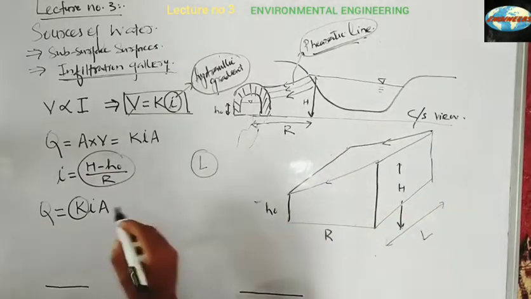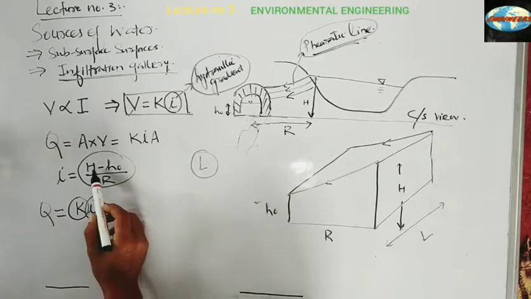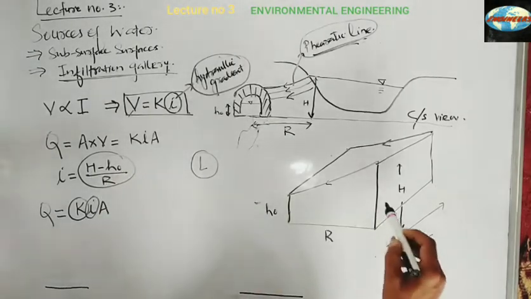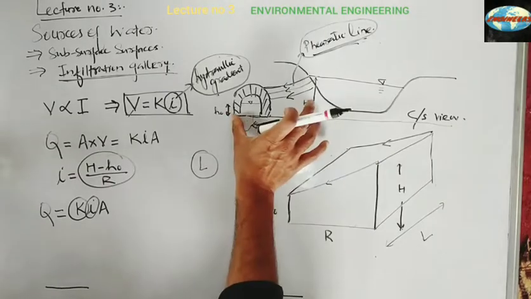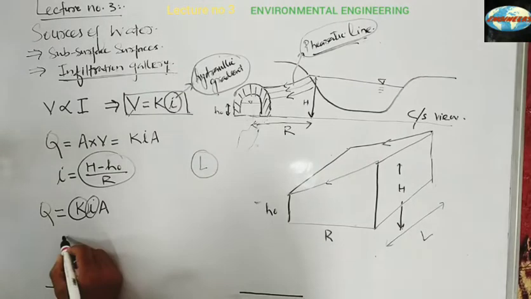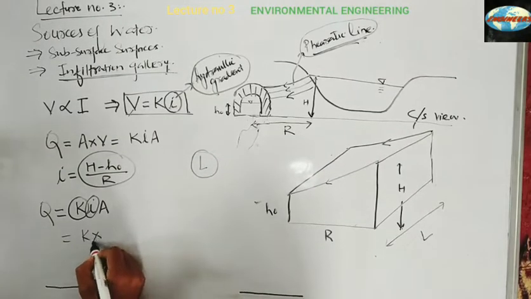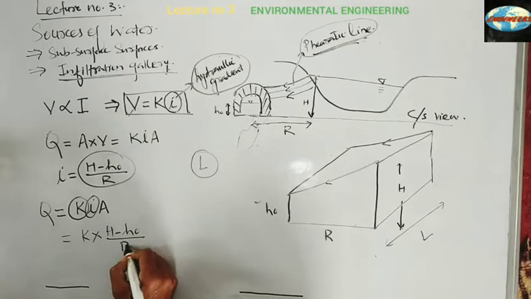Now about the hydraulic gradient, as I have already mentioned, it will be equal to H, the height of the water, minus H naught, that will be the head loss actually, divided by R, the length up to which the head loss is taking place. So K into I will be K into H minus H naught divided by R.